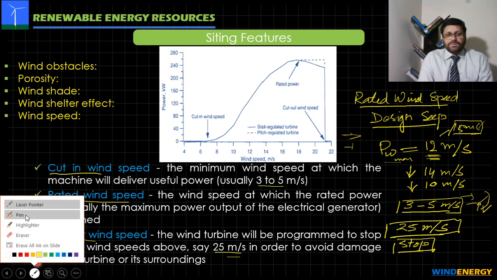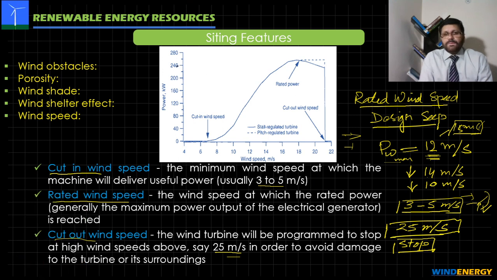So the point to make out is that every wind turbine has its rated wind speed. Let's say its rated wind speed is 18 meter per second. Above that and below that, the power output is going to drop. And as far as the starting speed, that is the cut-in speed, that is 3 to 5 meter per second, and after that at 24 or 25 meter per second, you have to stop the turbines.